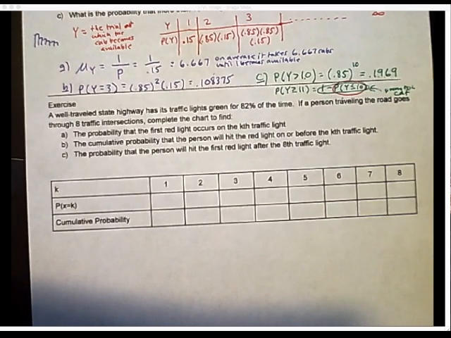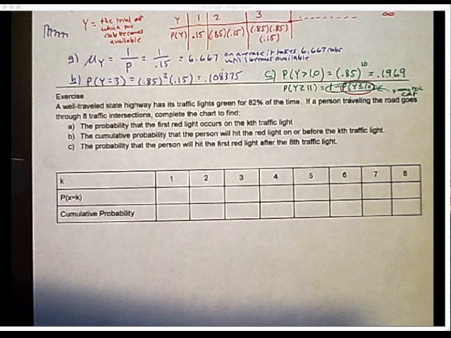So one last exercise on geometrics here. It says a well-traveled state highway has its traffic lights green for 82% of the time. If a person traveling the road goes through 8 traffic intersections, complete the chart defined, what's the probability that the first red light occurs on the kth traffic light?